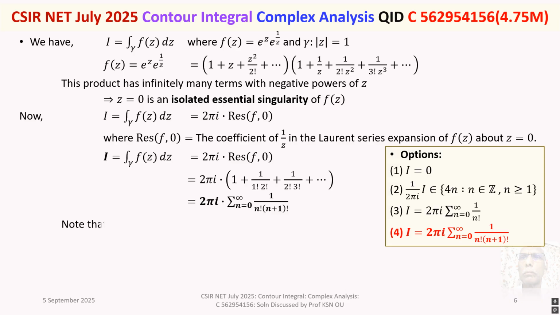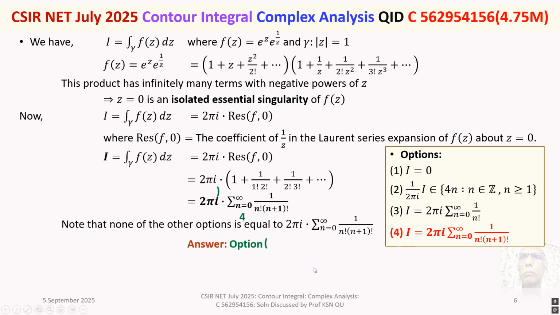And further, note that none of the other options, that is I equal to 0 and so on and so forth, these three values, none of the other options is equal to 2 pi i into sigma n equal to 0 to infinity 1 by n factorial into n plus 1 factorial. Thereby, options 1, 2, 3 are not true. They are not the solutions. So, the only solution is option 4. So, the answer to this question is option 4.